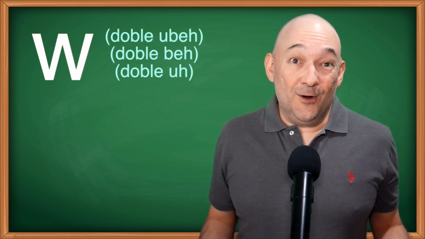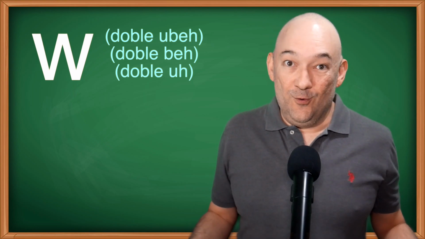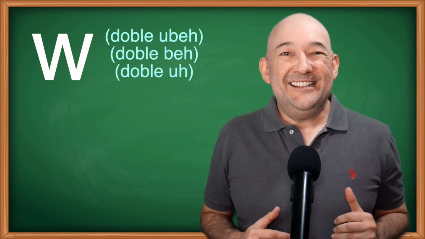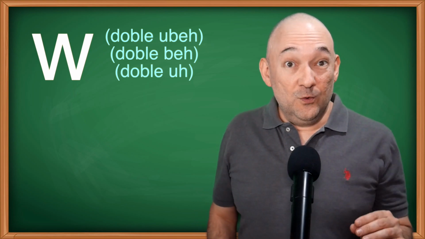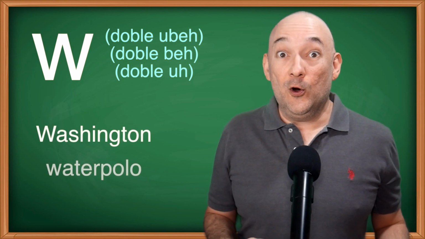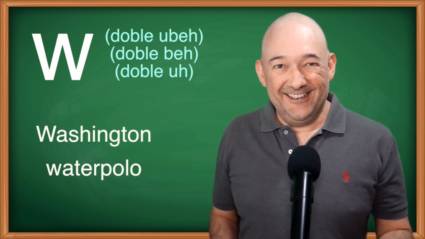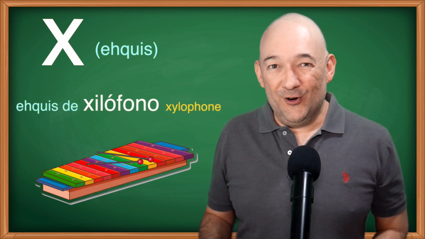The next letter is called W, W, or W. It depends on the country. This letter is almost never used in Spanish, and you will find it only in foreign words like Washington or waterpolo. X. X de xilófono.